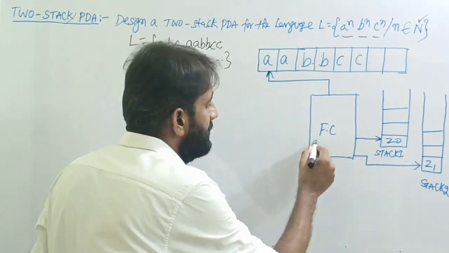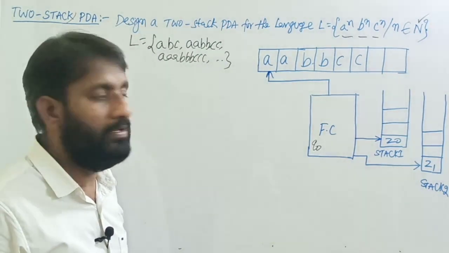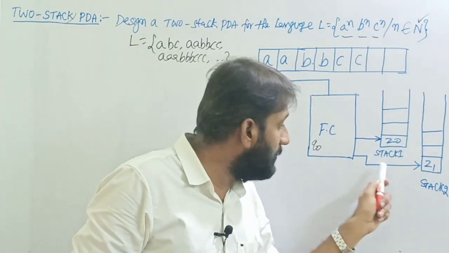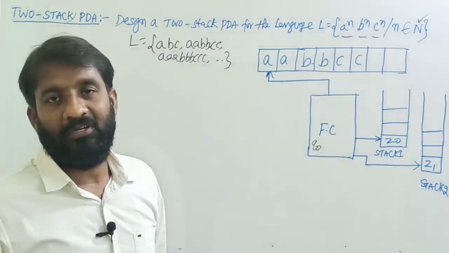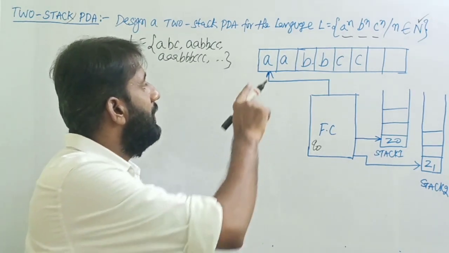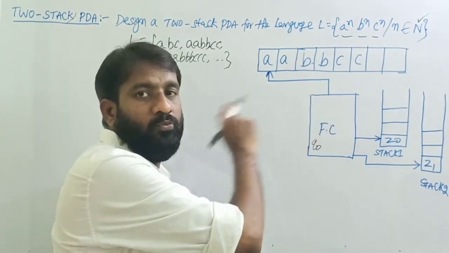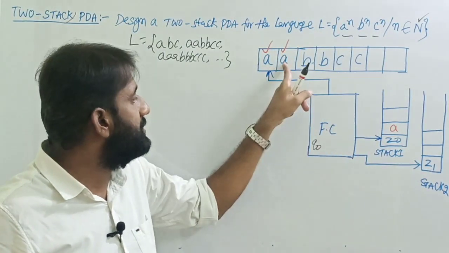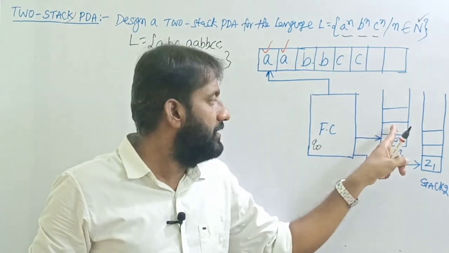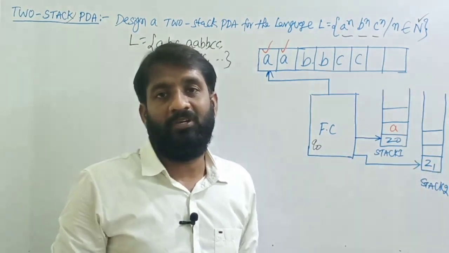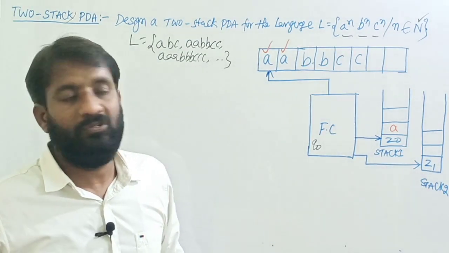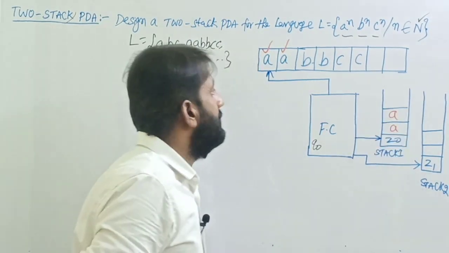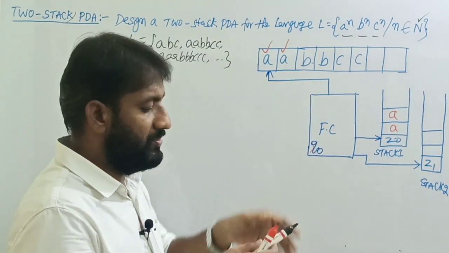Let's assume the initial state is Q0. So on Q0, input symbol is A, top of stack 1 is Z0, top of stack 2 is Z1. Okay, remains on the same state. Add A onto the stack 1. Next input symbol is A. So present state is Q0, input symbol is A, top of stack 1 is A, top of stack 2 is Z1. Okay, add A onto stack 1 only. Don't do any operation on stack 2.